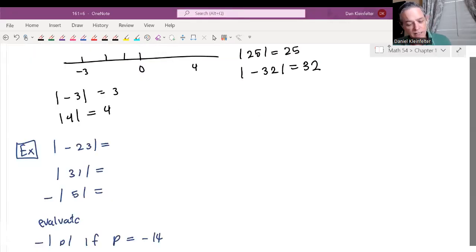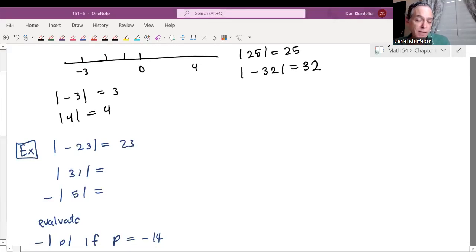All right, so let's try some examples. The absolute value of -23 will be 23. The absolute value of 31 will be 31. For the next one, we have the absolute value of 5 and then a minus sign in front of it. So just doing the absolute value part first will give us 5. And then don't forget to carry over that minus sign.